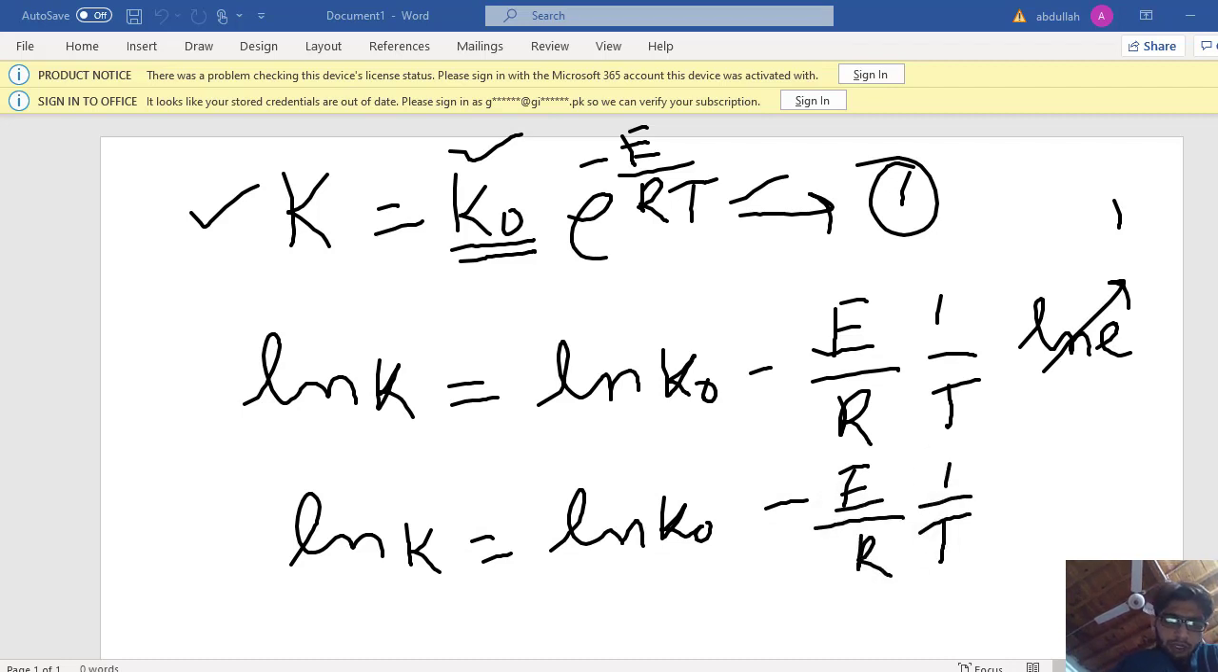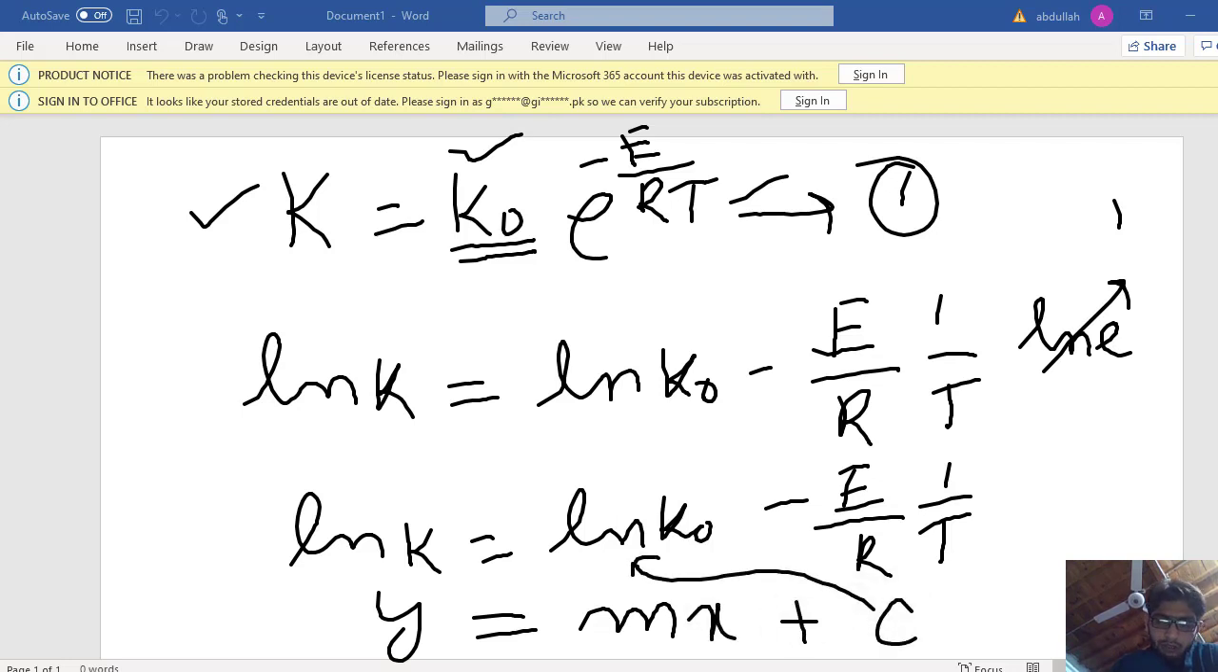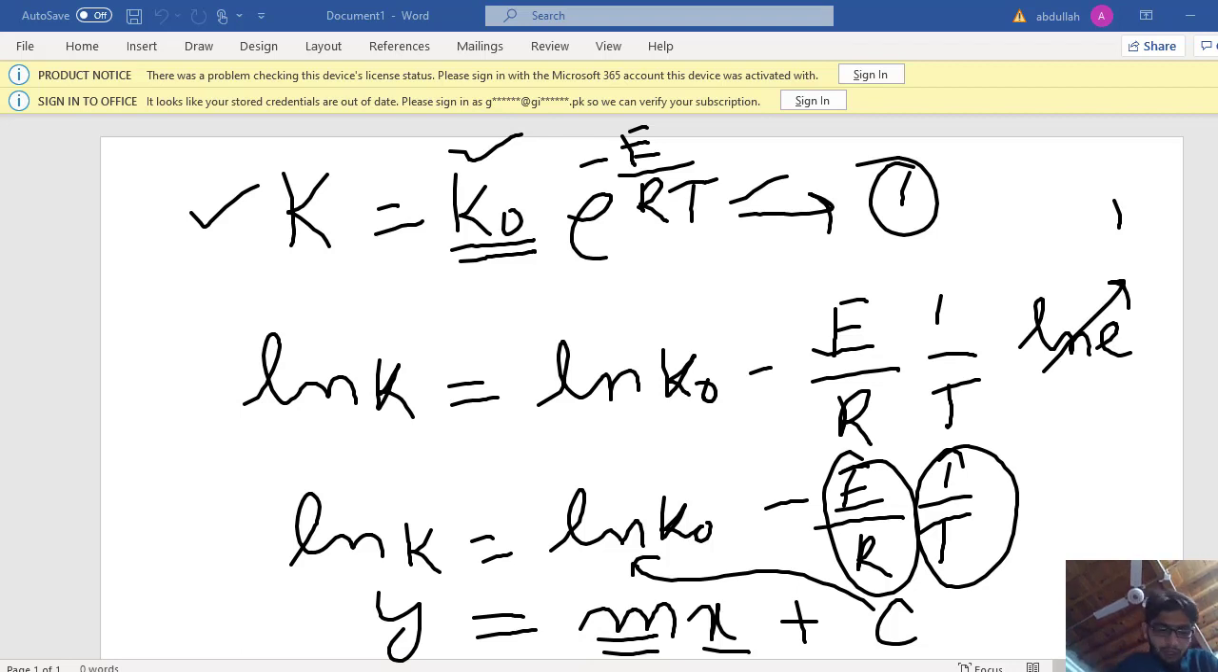If we compare this linear form with the equation of a straight line, y is equal to mx plus c, then ln k naught is the y-intercept, and x is 1 over temperature on the x-axis. E over R gives the slope of the line. So the slope of the line is minus E by R.